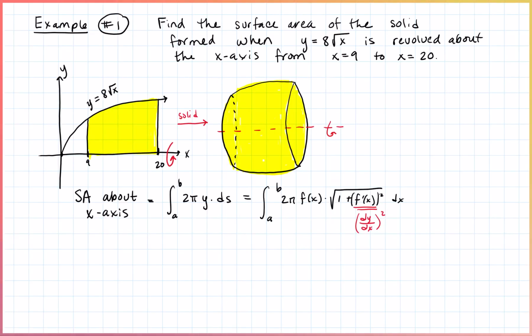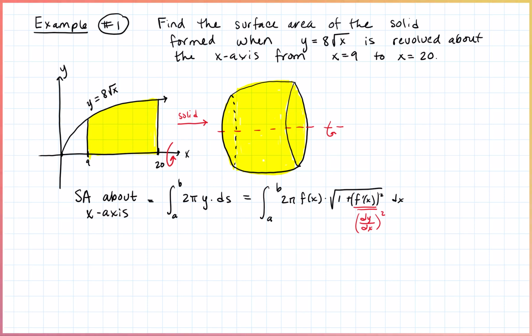All right, so for this first example, if we want to find the surface area of a solid that is formed when we take the square root function, y equals 8 times the square root of x, and we revolve it about the x-axis from x equals 9 to 20. So I did a little prep work. I actually drew, this was one we could easily draw. It's a square root function, so it has that kind of general swooping shape. And we took it, we revolved it about the x-axis, and we created a solid of revolution that I have sketched here.